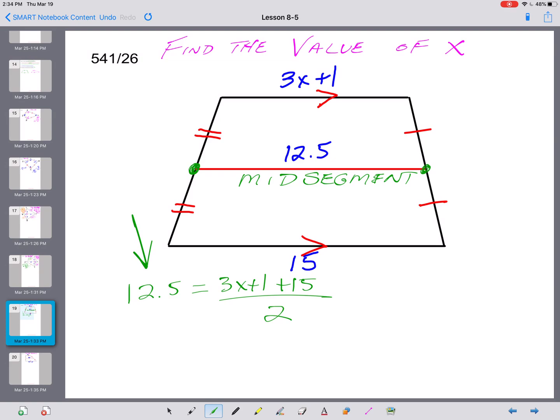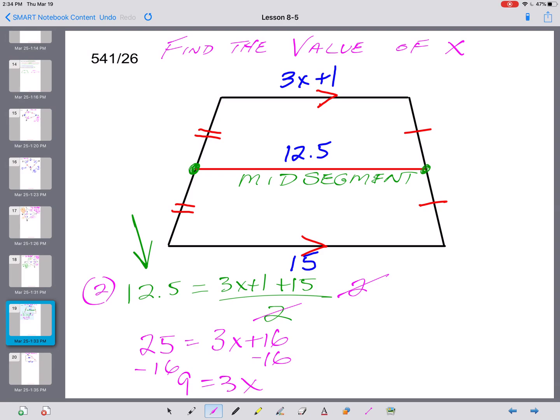What do you want to do now? Well, I don't like the 2. What could I do now to both sides to get rid of the 2? Multiply this side by 2. Multiply this side by 2. We got 25 equals, let's see what we got. That's 3x plus 1 and 15 is 16. Oh, it's algebra now. Minus 16, minus 16. That's going to be 9 equals 3x. Divide by 3. X equals 3.